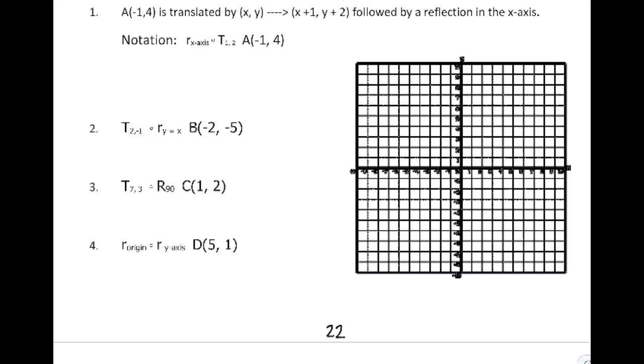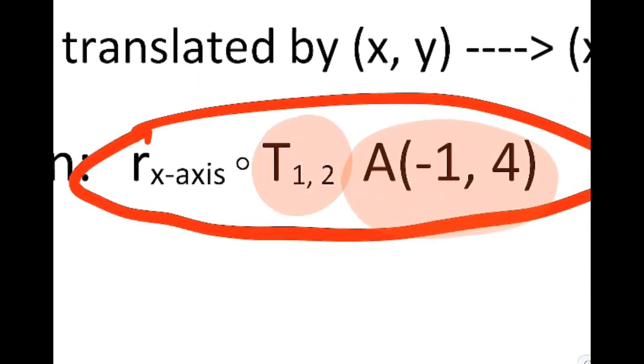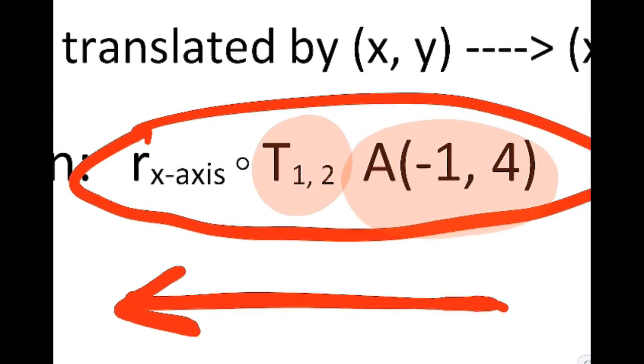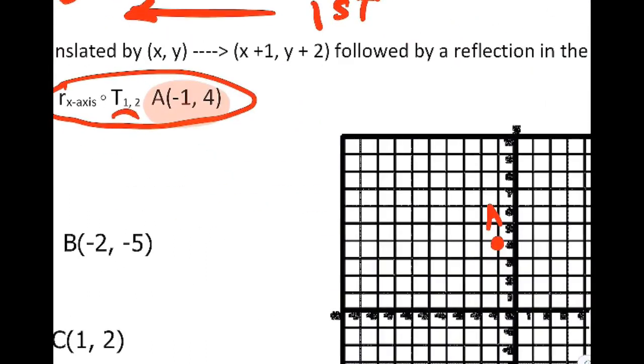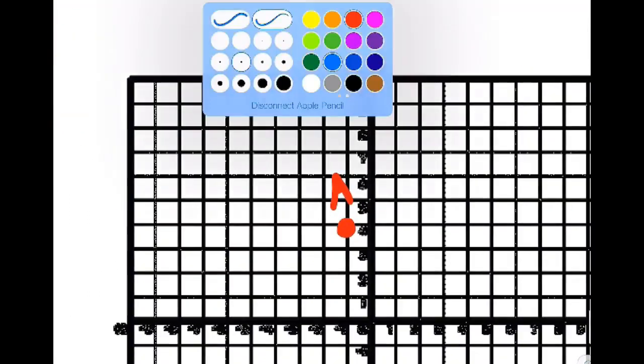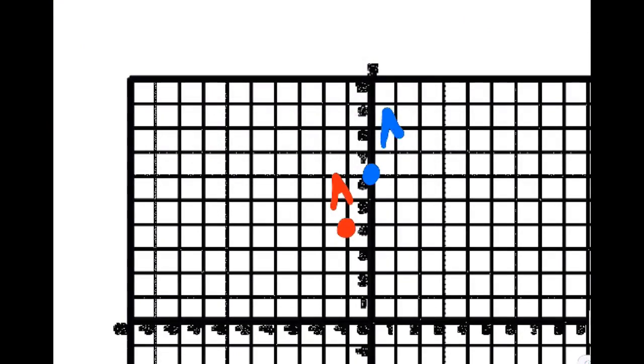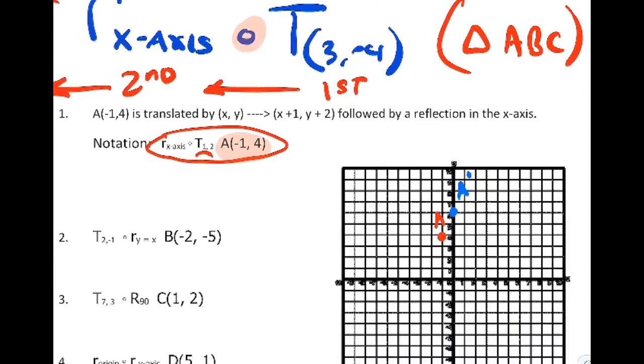So let's look at this notation here for number 1. We're starting with the point -1, 4, which is right here. There's point A. The first thing we do is what's right next to it. Again, we're working backwards from right to left. So first we're going to translate over 1 up 2. All right, so there's A prime. We went over 1 and up 2.